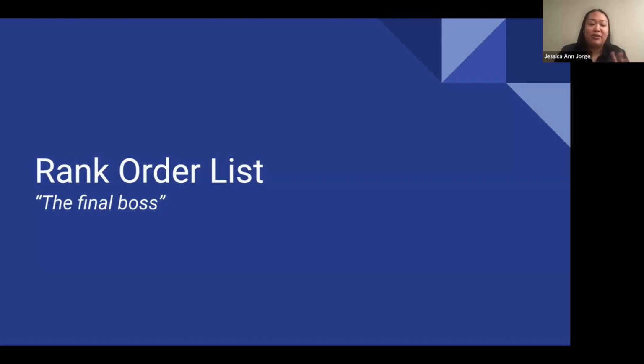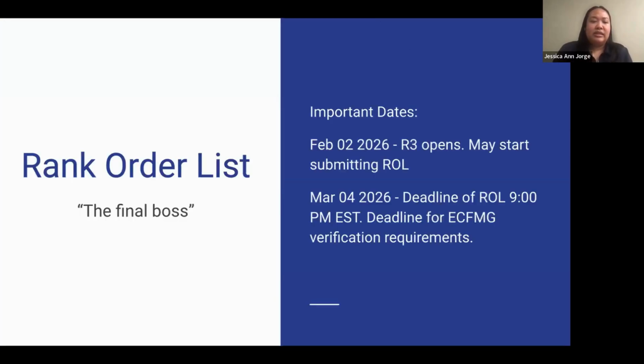After the whole process of making your application, preparing your interview, interviewing, letters of interest, finally, the last thing you'll ever do for this year of application is your rank order list. And these are just some of the important dates for this coming year. Of course, every year it changes, and you can always go to the NRMP site to make sure you have the accurate dates.